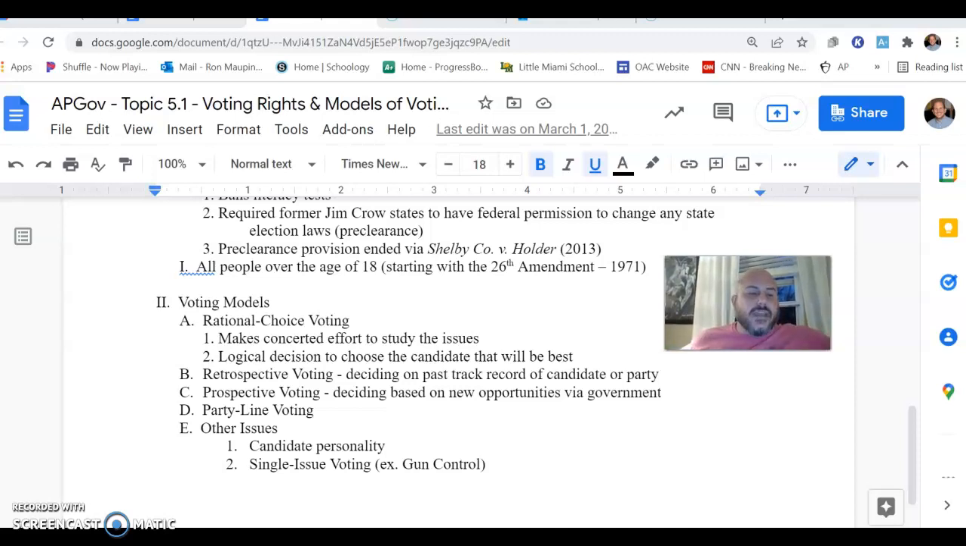Something that is very historically a way that dictates how we vote is through what we call party line voting. Party line voting, as the name implies, is simply looking at one of two things. Is there an R or is there a D next to that candidate's name? Are they a Republican or are they a Democrat? And that's pretty much it. Historically, this was a very, very, very big influence on how people voted.